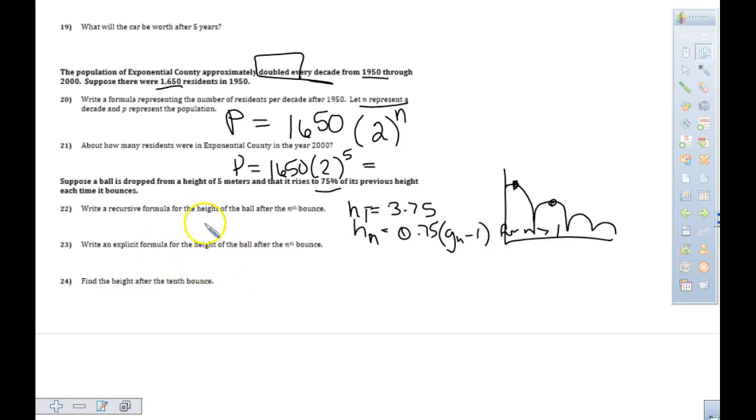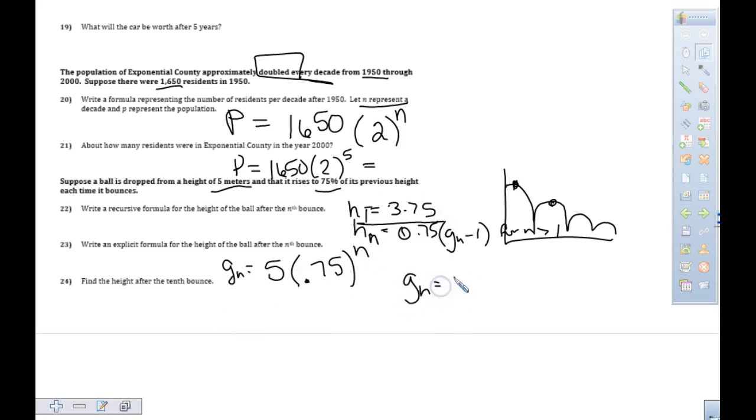It says write an explicit formula. So for our explicit formula, g to the n is going to be equal to, if we are looking at that one, it said we start at 5 meters. So this was my 0, right? So we are looking at 5 times 0.75 to the n. Oh, if you use this one, could you have had this formula?